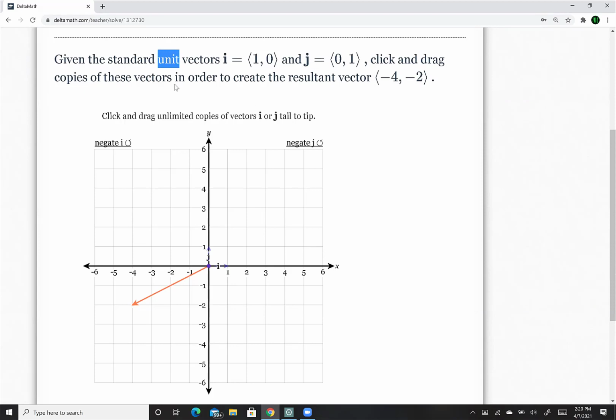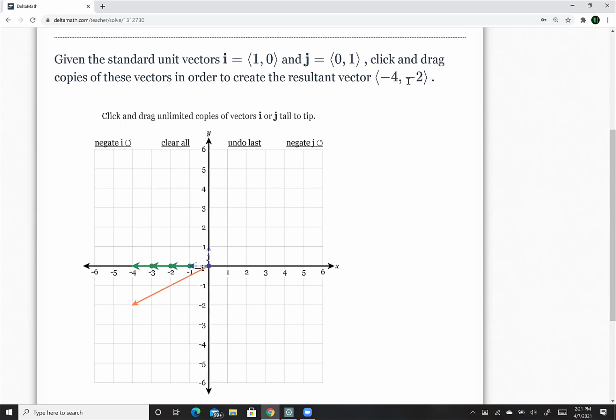So here we go. They want me to copy these vectors in order to create the resultant vector negative 4, 2. Well, if I want to get to negative 4, I have to have 4 of these, but in the opposite direction. See how that says 1? I need to go negative 4 to the left. So where it says negate i, I click on that. And now look, it's in the negative direction. And how many of those do I want? 4 of them. So here's 1, there's 2, I grab another one, there's 3, there's 4. That was kind of fun.